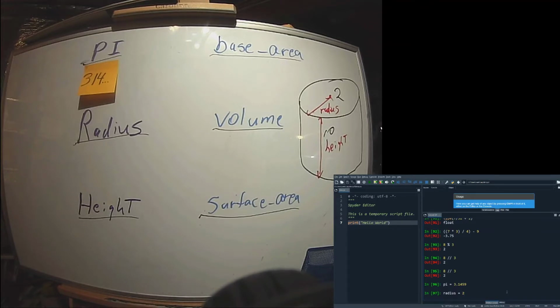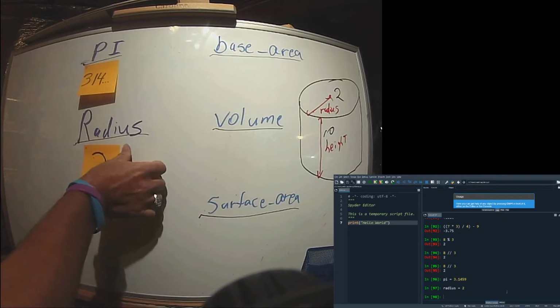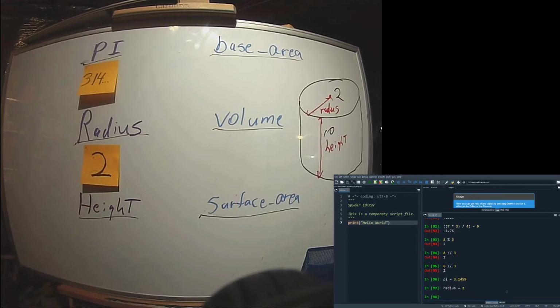We'll do it with radius. Right, radius is 2. That's the radius of our cylinder. Right, and now the memory location labeled by radius holds the value 2.